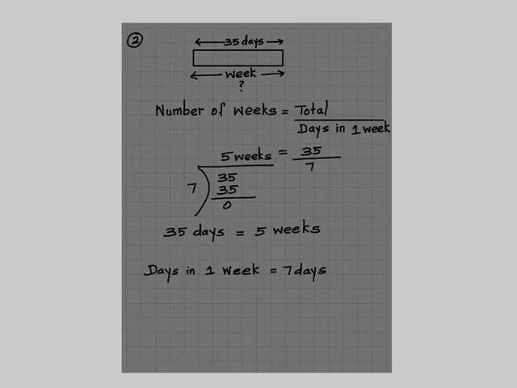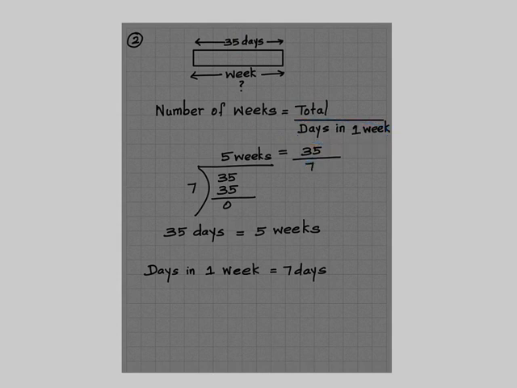Okay, so the total here is 35 days. The total is shown in the tape diagram, which is 35. And we have to convert the 35 days into weeks. Let us write the formula. Number of weeks equals total divided by number of days in 1 week. Now let us substitute. For total, we know it is 35. And days in 1 week is 7.